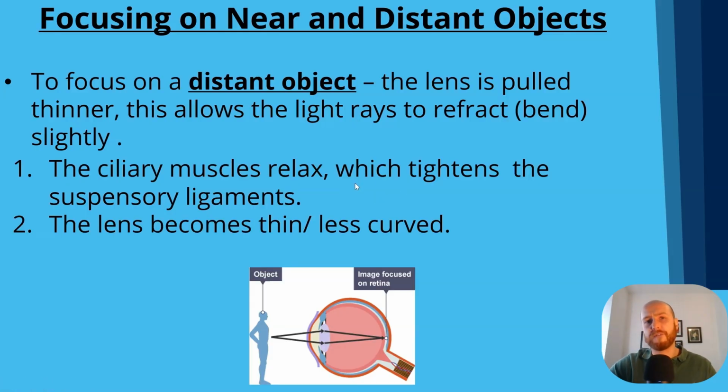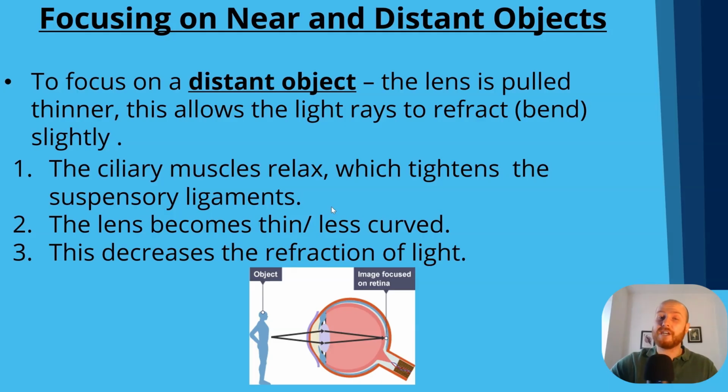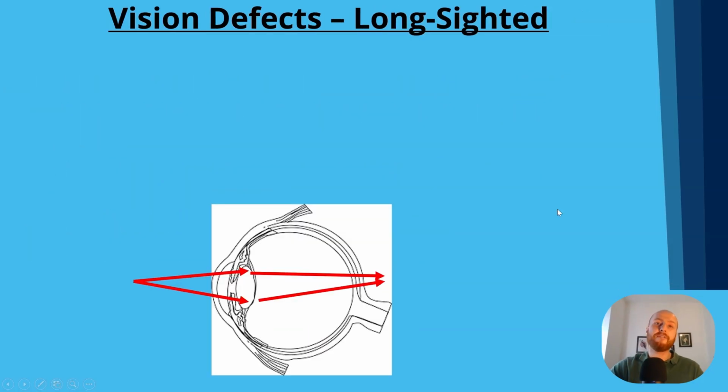So the lens becomes thin or less curved, and this decreases the refraction of light so that we can look at those distant objects with light shining directly on our retina. Now, there's a couple of vision defects you need to know about, and this is in the specification.